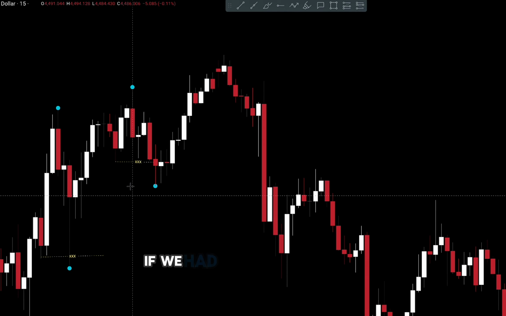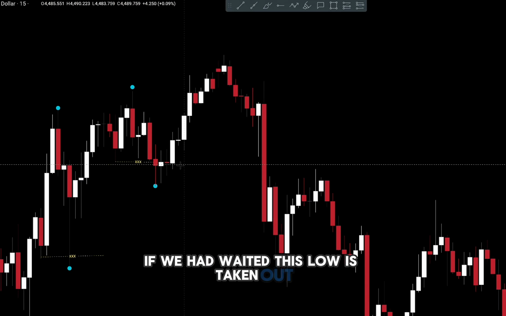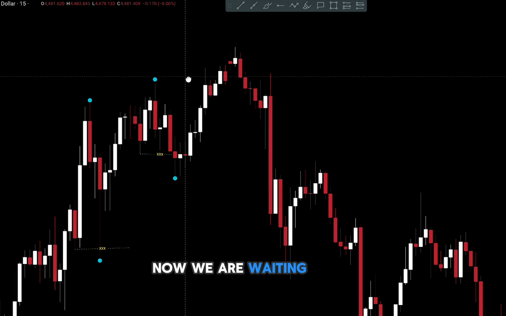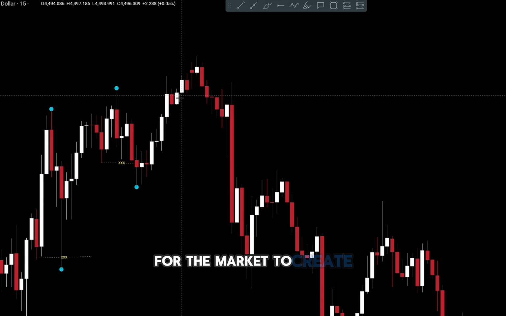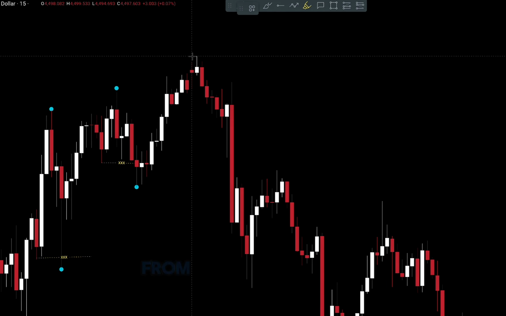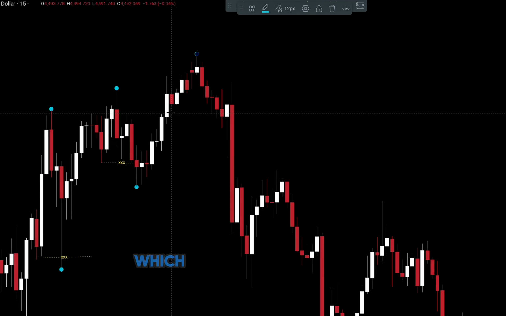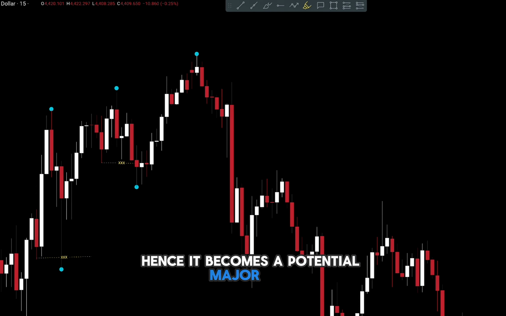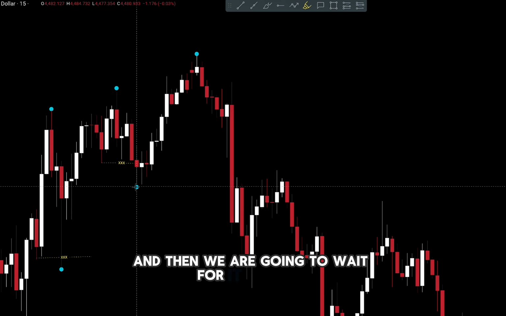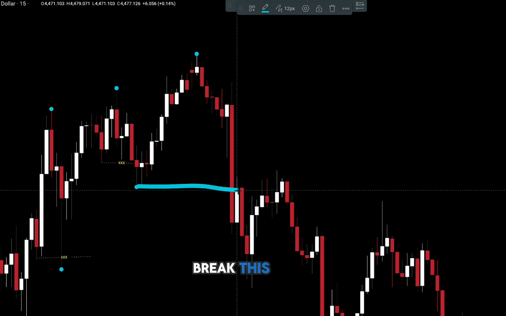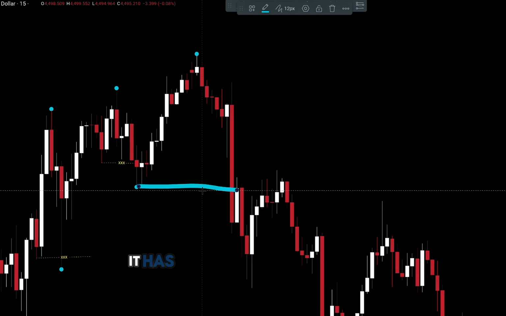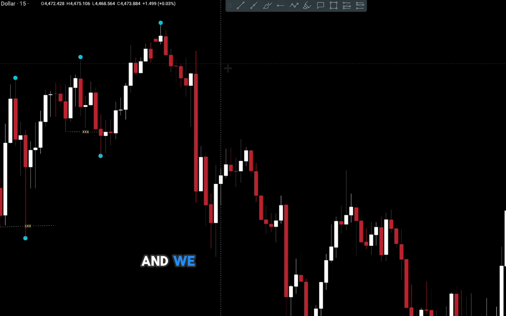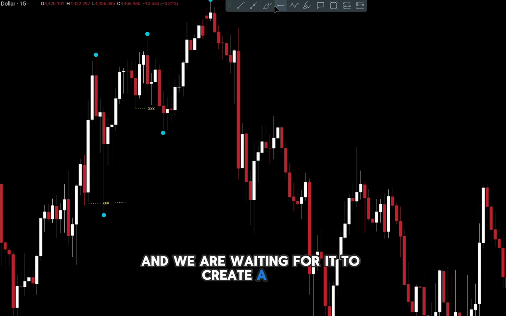If we had waited for this low to be taken out, we could be buying this market from here. Now we are waiting again for the market to create another high. From here, we have this high which has taken this low out, hence it becomes a potential major high, and then we are going to wait for it to what? Break this point. We got it here, it has broken this point, and this becomes a major high, and we are waiting for it to create a low.